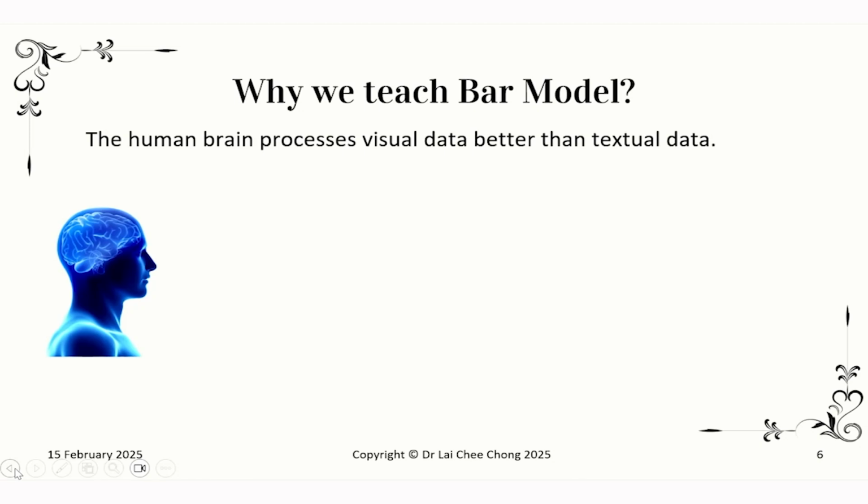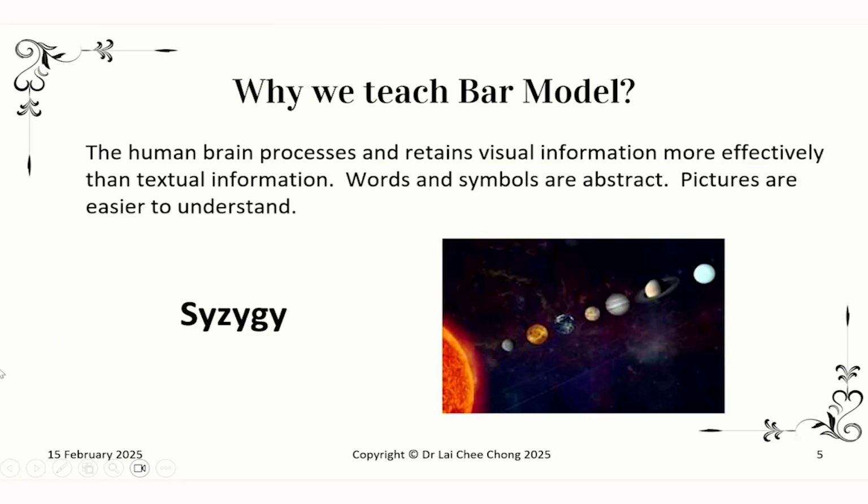Now, we go a bit into our human brain. I say that the human brain processes visual data better than textual data. Why so?